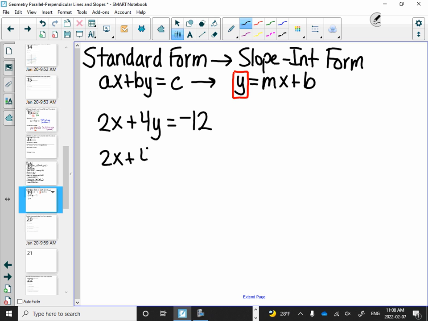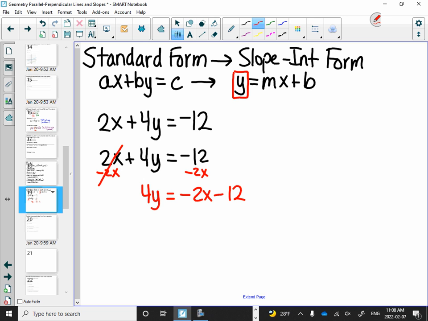Okay? So you are going to subtract 2x. Very good. Because that cancels out 2x, and I subtract 2x over here. And now I have 4y equals negative 2x minus 12. Does it matter which side I put the x on? No, but I'm trying to make it look like this guy over here, so I'm going to put it on the left and then the number by itself on the right.